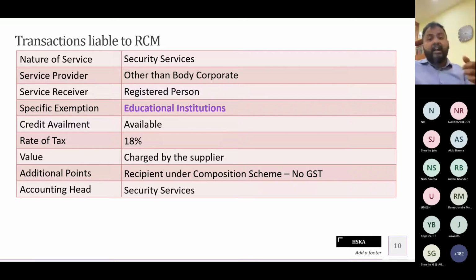Specific exemption: security provided to educational institutions is not liable to tax under GST. So educational institutions are not required to pay tax under reverse charge mechanism. Now, assuming I'm required to pay tax under reverse charge mechanism because I'm not an educational institution, is credit available? Yes, credit is available because it's one of the essential expenses for carrying on my business.